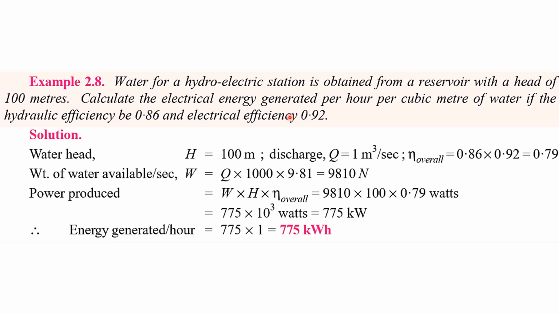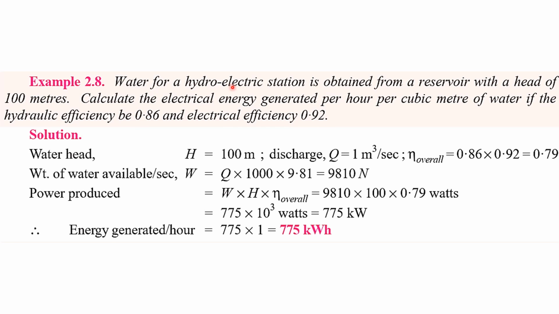Another piece of data which is hidden inside this statement is that it requires you to calculate the electrical energy generated per hour per cubic meter of water. So it is already giving you the water flow rate, which is 1 cubic meter of water per second. If the hydraulic efficiency is 0.86 and electrical efficiency is 0.92, keep in mind that these will give you the overall efficiency, which is the product of these two. Overall efficiency will be equal to 0.86 into 0.92.